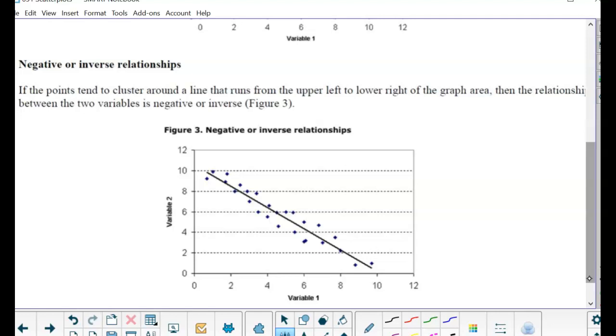So if the points tend to cluster around a line that runs from the upper left to lower right, then the relationship between the two variables is negative or inverse. Again, not a super strong relationship there, but definitely pretty easy to see that it's a negative relationship. Slope is negative.